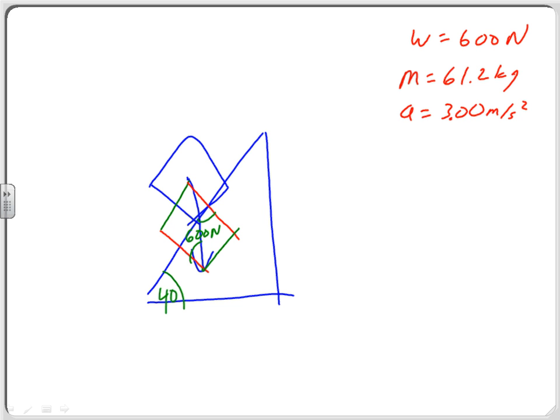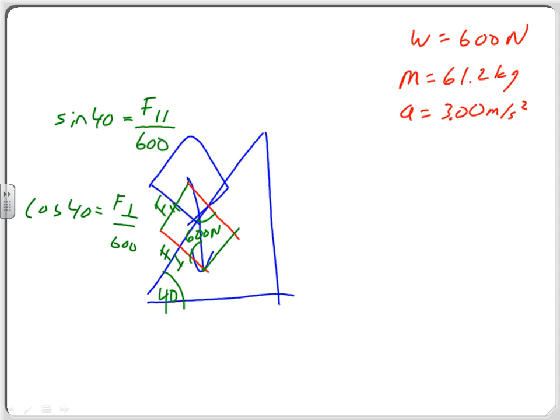The first question asks us, what are the components of the box's weight parallel and perpendicular to the plane? This up here represents the parallel component. This over here represents the perpendicular component. To find that parallel component, we can use the sine. The sine of 40, which this angle right here is 40 degrees, is equal to the parallel component over our hypotenuse, which is 600. And for the perpendicular component, cosine of 40 equals perpendicular component over 600.